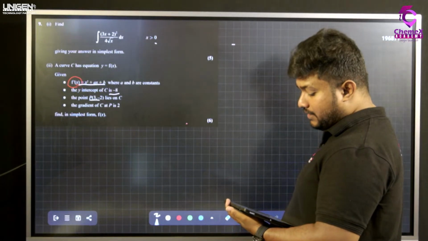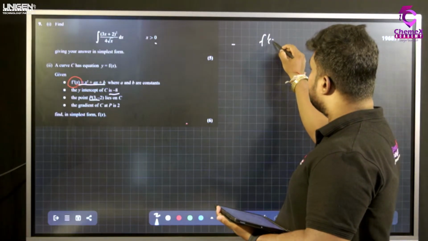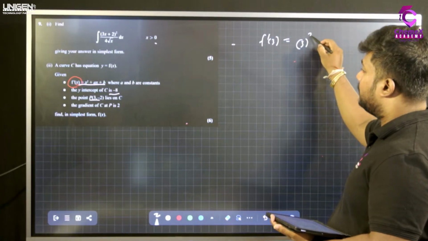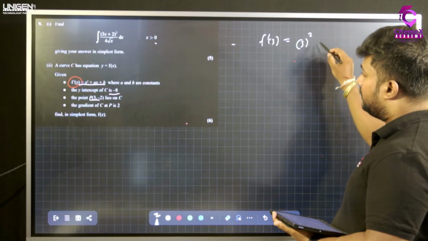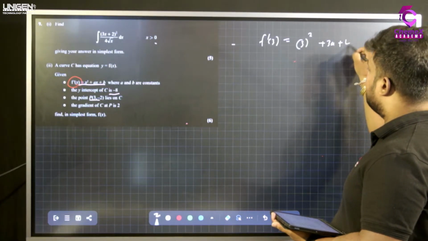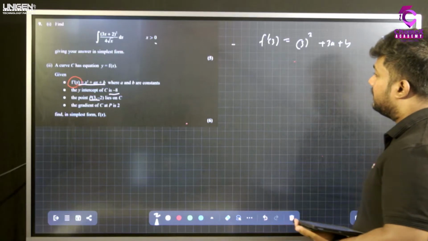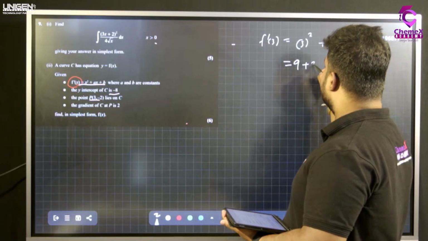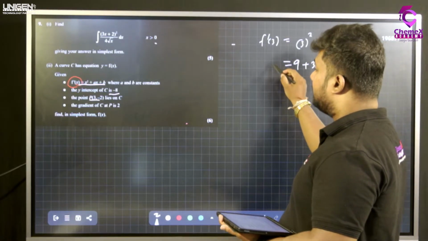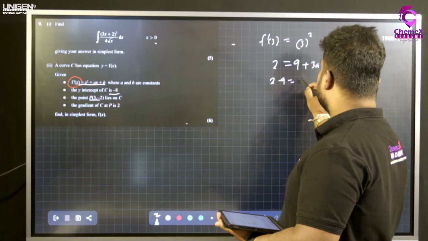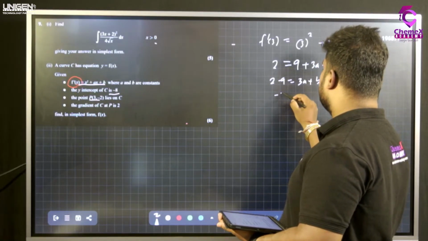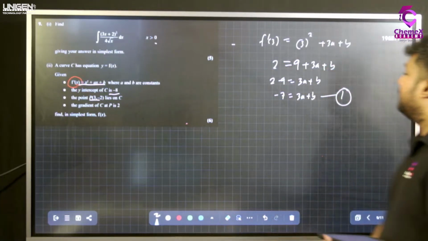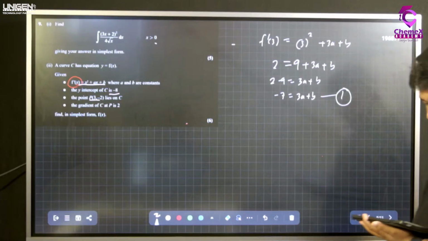Since the coordinate is given, you substitute in f dash 3. What is f dash 3? 3 is given, no? 3 to the power 2 plus 3a plus b. So what is it? Gradient at p, no? So the gradient at p is 9 plus 3a plus b, and they have given the gradient is 2. So 2 minus 9 equals 3a plus b. That's one equation. Keep that aside. Then the gradient equation is fine.